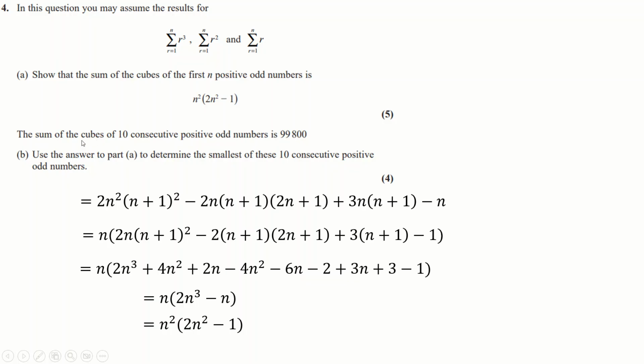Now, read this carefully like I just attempted to. This formula here works for the sum of the first n positive odd numbers from n is 1, 1 cubed plus 3 cubed and so on up to n cubed. This is not saying that. This is just the sum of some 10 random consecutive positive odds. So it could be 9 cubed plus 11 cubed plus 13 cubed and so on. And you need to find out where it started.